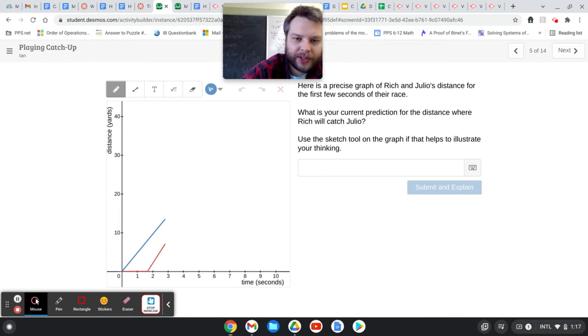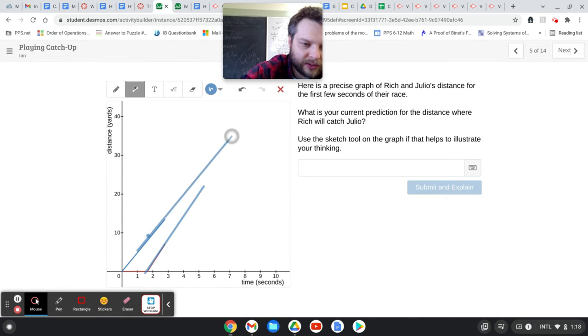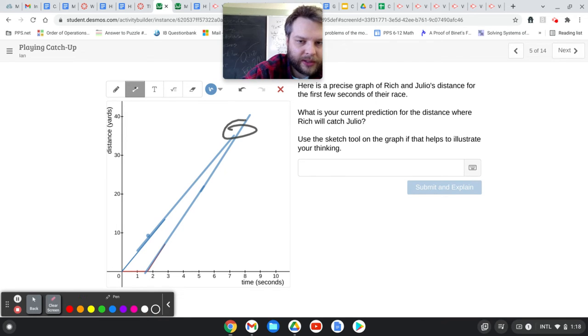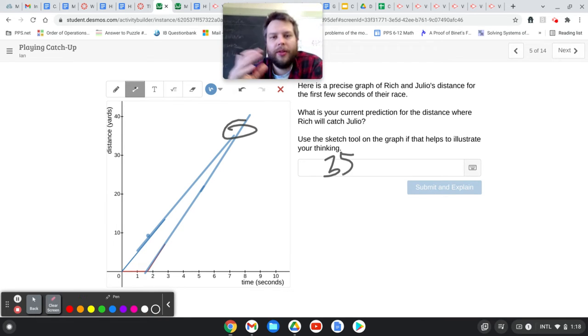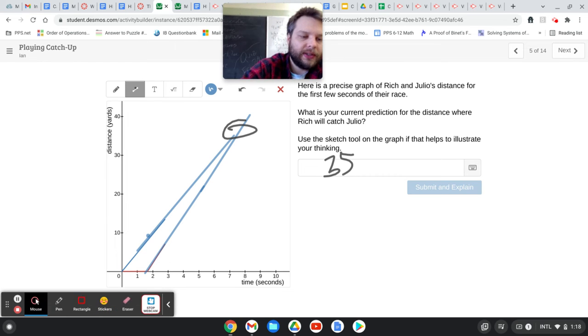If you want to make a prediction for when they're going to catch up with each other, I would suggest using the straight line tool and just extending Rich's straight line and extending Julio's straight line until they cross over. To me, it looks like they're going to hit right about here, so I would guess 35. The point where the lines cross is the solution to the system.